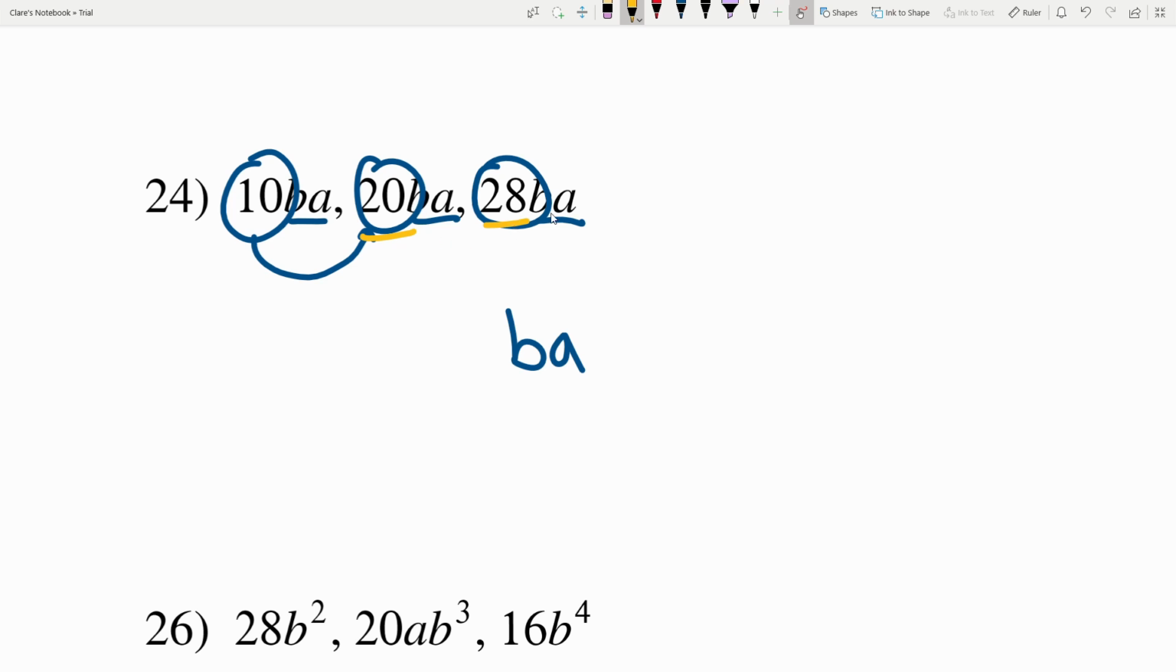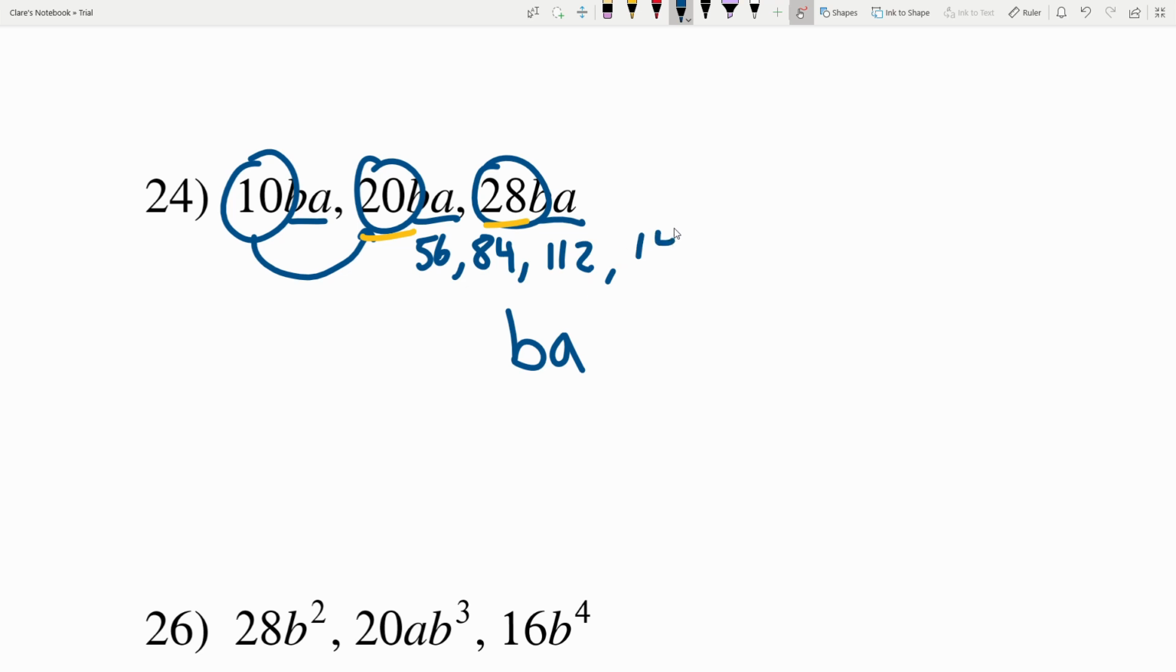So 20 doesn't go into 28, so let's try 28 times 2. 28 times 2 is 56. 56 is not a multiple of 20, so let's try 28 times 3. 28 times 3 is 84. 84 is not a multiple of 20 because 84 is not divisible by 20. So let's try 28 times 4, which is 112. That doesn't work. Let's try 28 times 5.